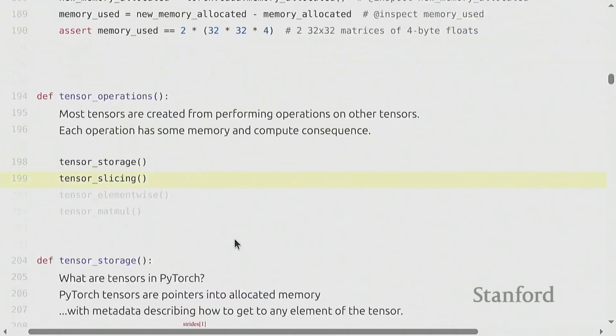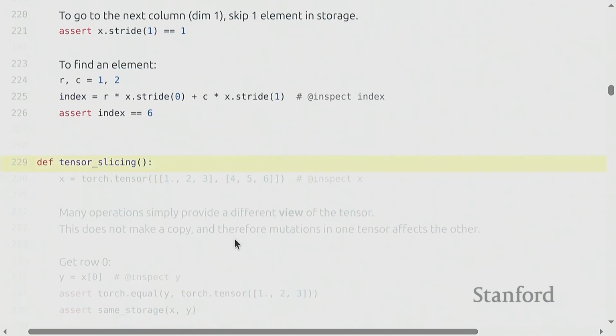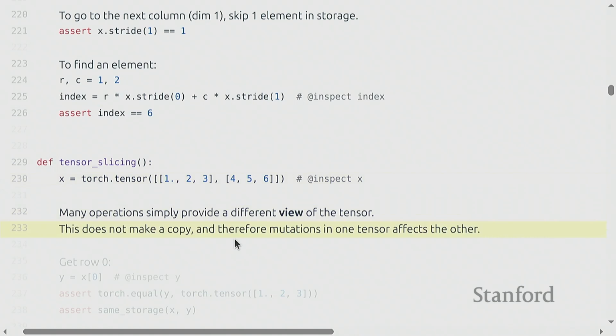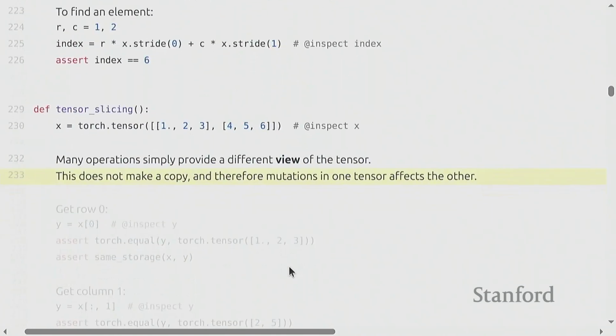Okay, so this is relevant because you can have multiple tensors that use the same storage. And this is useful because you don't want to copy the tensor all over the place. So imagine you have a 2x3 matrix here. Many operations don't actually create a new tensor, they just create a different view. And it doesn't make a copy, so you have to make sure that if you start mutating one tensor, it's going to cause the other one to mutate.